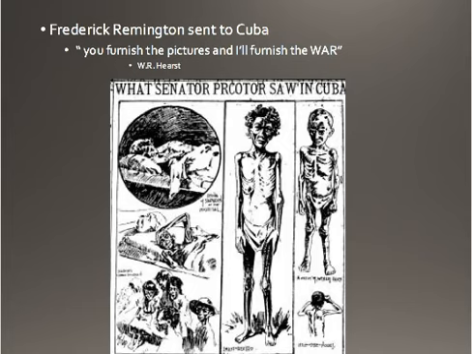And the American newspapers jumped all over this. William Randolph Hearst of the New York Journal is famously quoted as saying, "You furnish the pictures and I'll furnish the war, because war sells. People are interested in this stuff." And so reporters start going down to Cuba, and we see that these different pictures then come back.